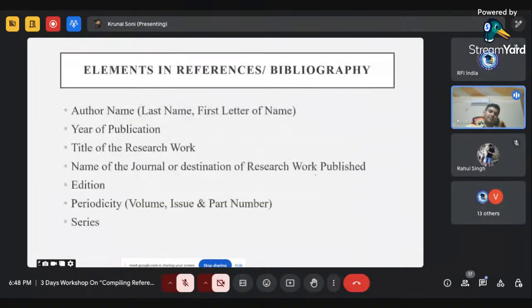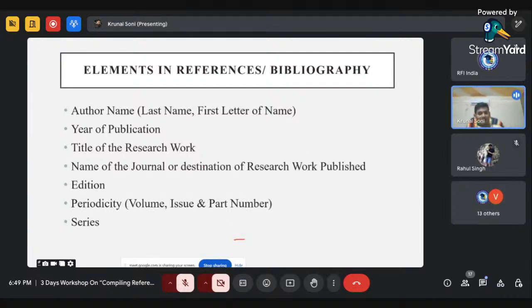So, elements in referencing and bibliography. What are the elements if we are going for referencing and bibliography? Firstly, the author's name. These author names can be last name and first name. In certain formats it is last name, first name, but in certain formats it is last name and the first letter of the first name, depending upon the style of references that you are focusing upon, right? And the styles of references we will discuss in the next slide.